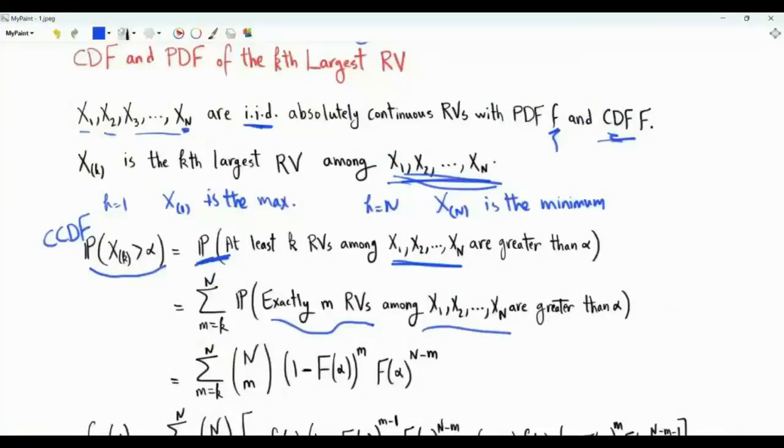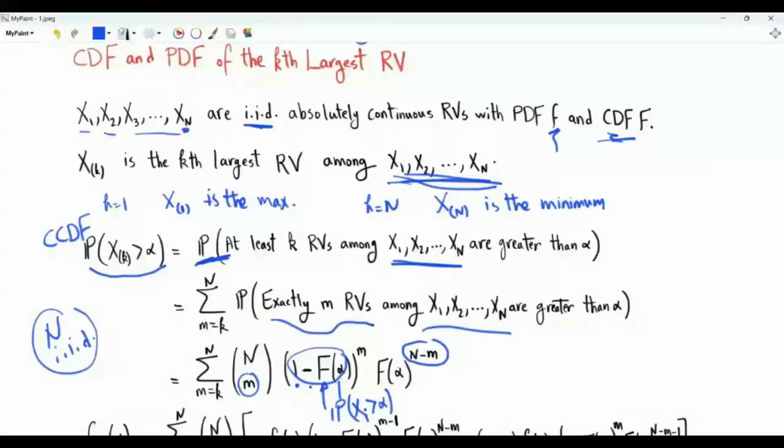What is this probability? We have n i.i.d. random variables. The probability that exactly m of them are greater than alpha. From those n, we will choose small m, and then those small m random variables are greater than alpha. And this happens with a probability 1 minus the CDF of the random variables evaluated at alpha, because this is the probability that one of those x's, xi, and they are all identically distributed and independent, is greater than alpha. And then the remaining n minus m random variables are less than or equal to alpha. So here we have the CDF big F of alpha raised to the power n minus m.